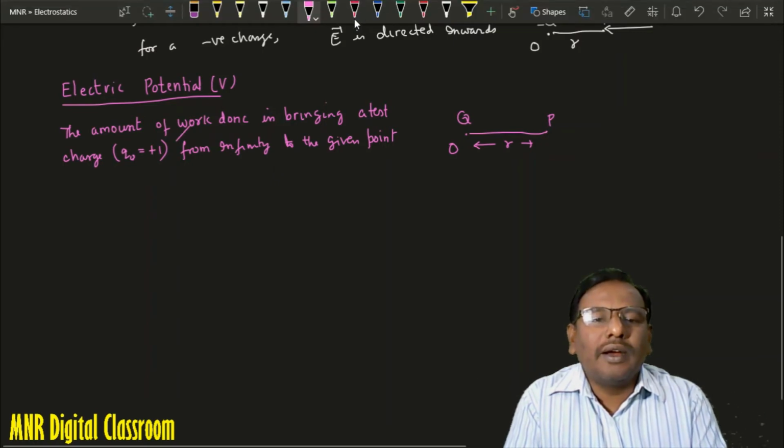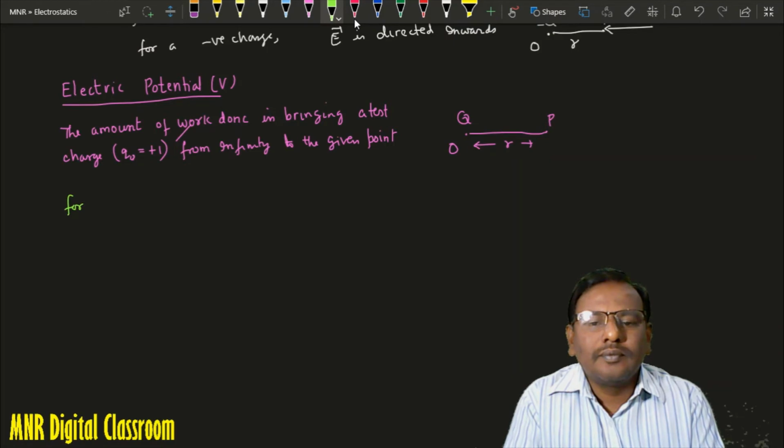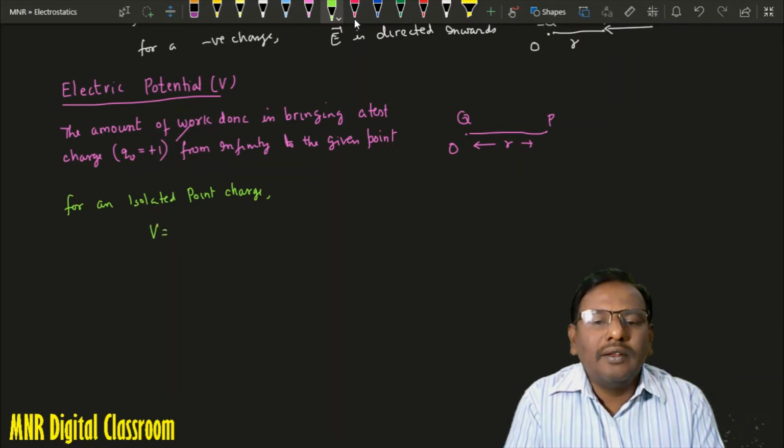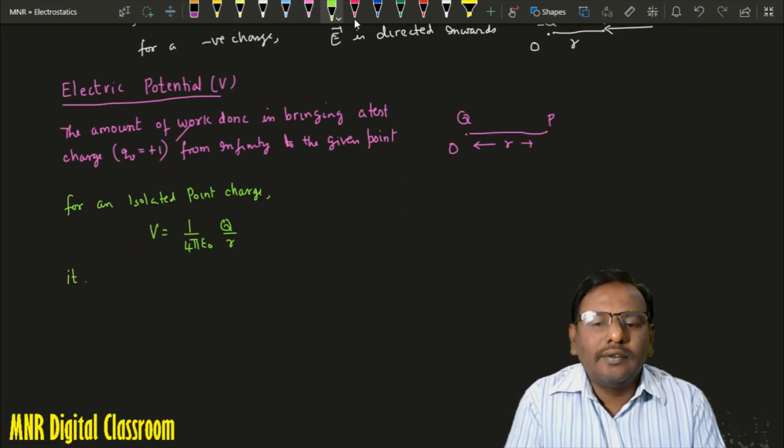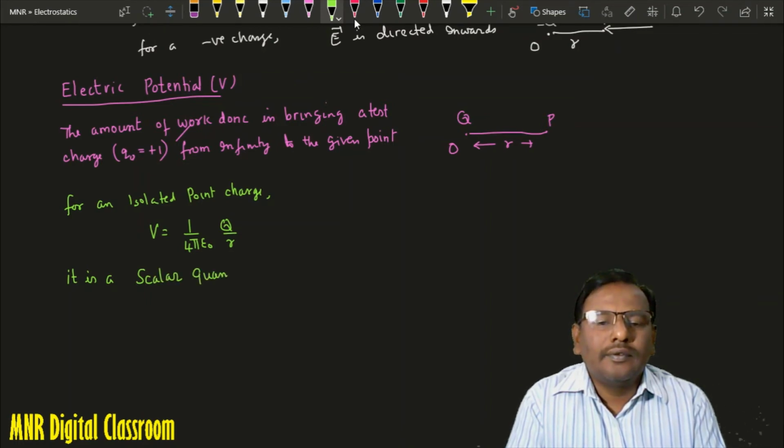For an isolated point charge, the electric potential V is given by 1 divided by 4 pi epsilon naught, Q by R. As it is a scalar quantity, its SI unit is volt.